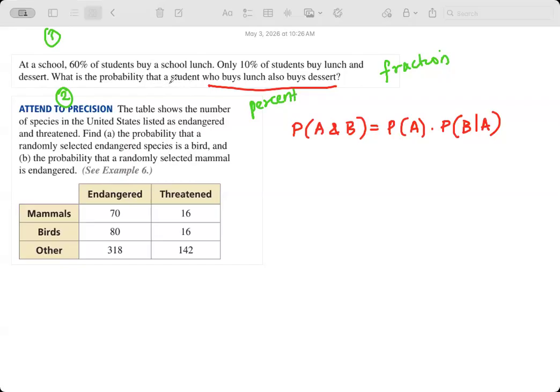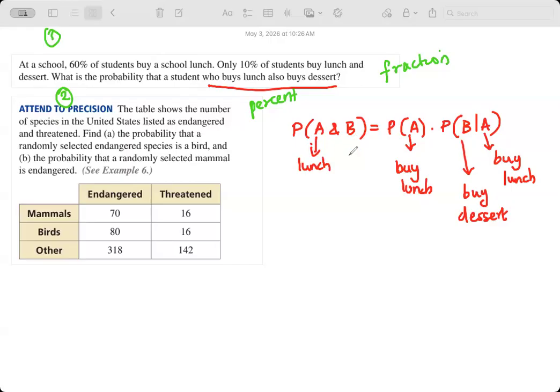So, basically, what is the probability that a student who buys lunch, that is given, what you have to find is buy dessert. So this is buy lunch. I'll fill it in first, okay? This is lunch and dessert. At a school, 60% of the students buy a school lunch. See? This is what you want to know.